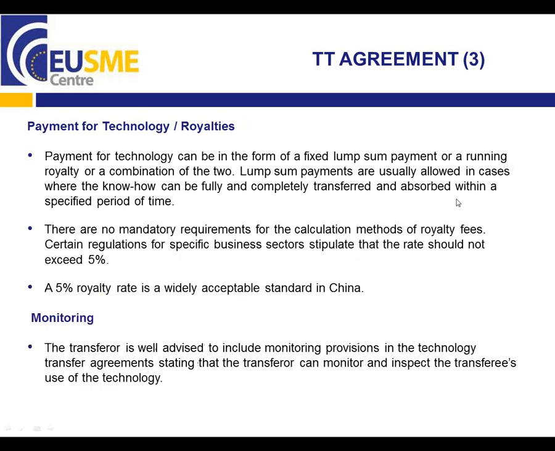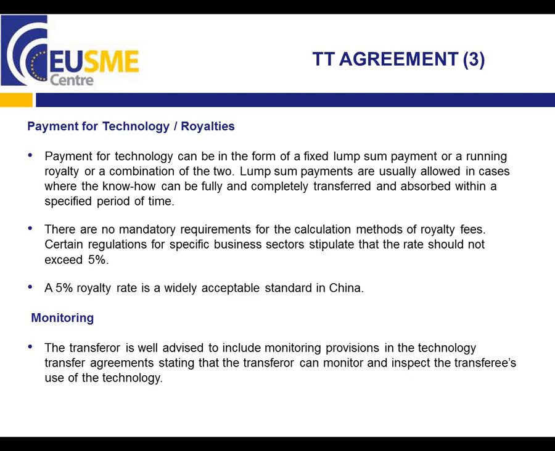Then payment can be in lump sum or running royalty. I am very much in favor of fixed royalty fees, independent of the outcome of production, because it's very difficult to control how many products are sold with the technology. It's better that the Chinese party will give an assessment, and afterwards you will get these records, but you should not be dependent upon the calculations by the Chinese party only.